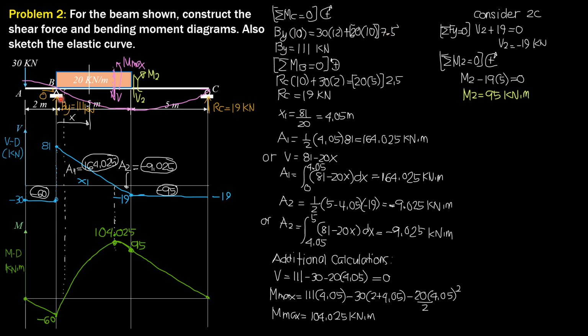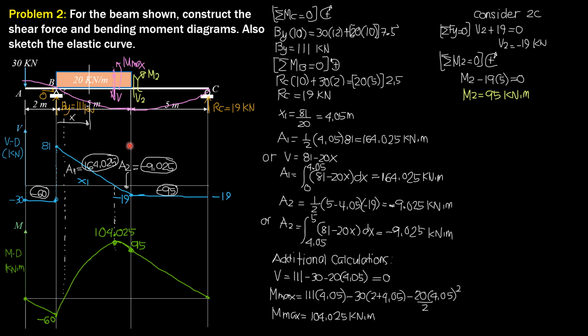Then summation moments about B equals 0, counterclockwise positive. So R sub C times 10 plus 30 times 2 equals 20 times 5 times 2.5. So solving for R sub C, it is 19 kilonewtons. And I already checked that it balances vertically.